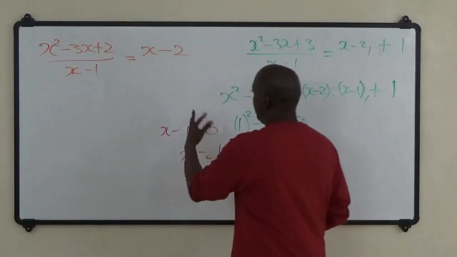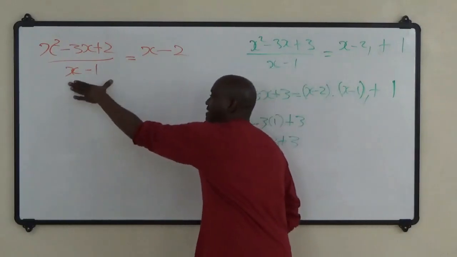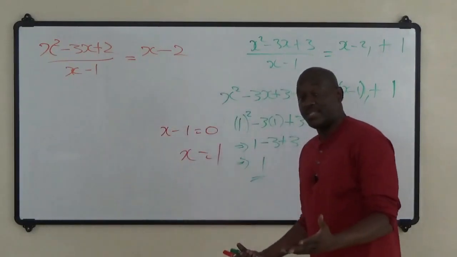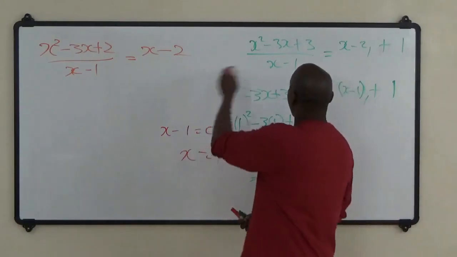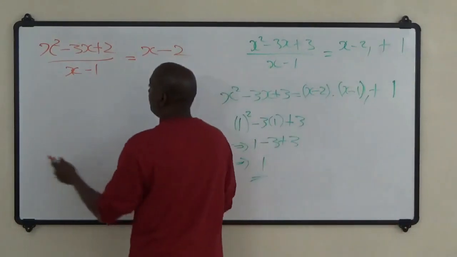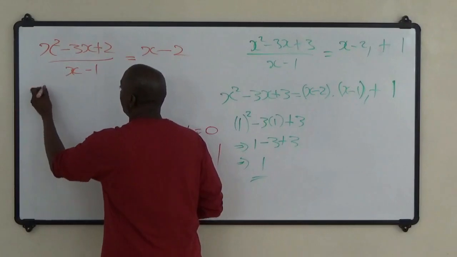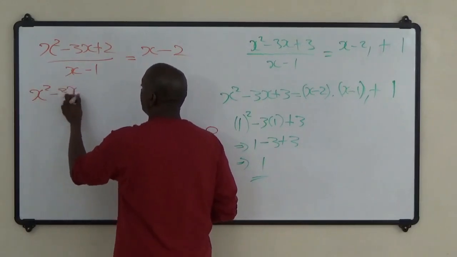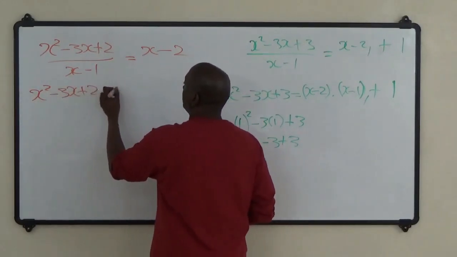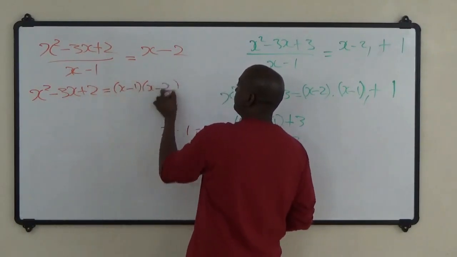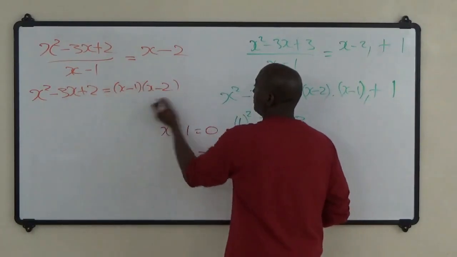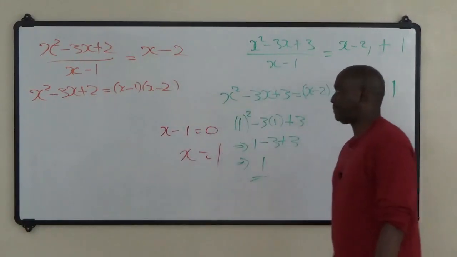Again, you're looking for the root of the divisor. X minus 1 is equal to 0. Therefore, x is equal to 1. So, just as we did over here, we finish it over here and we say that x squared minus 3x plus 2 is equal to x minus 1, comma, x minus 2. It has no remainder, so we leave that just as is.